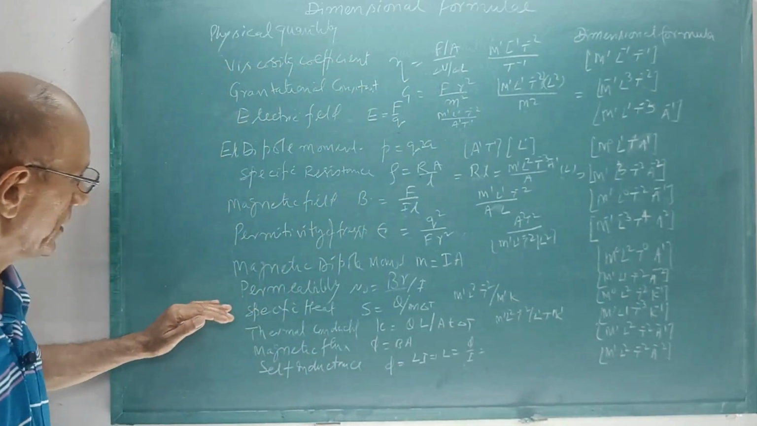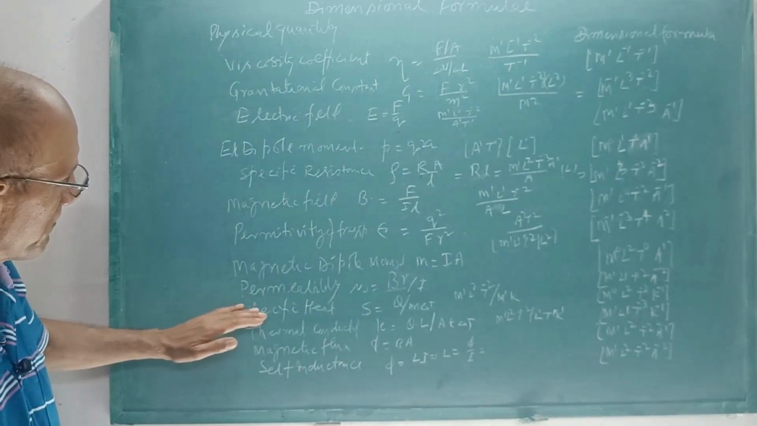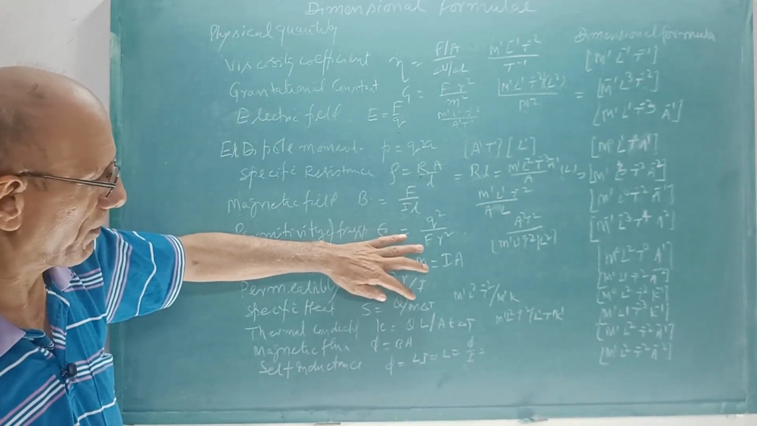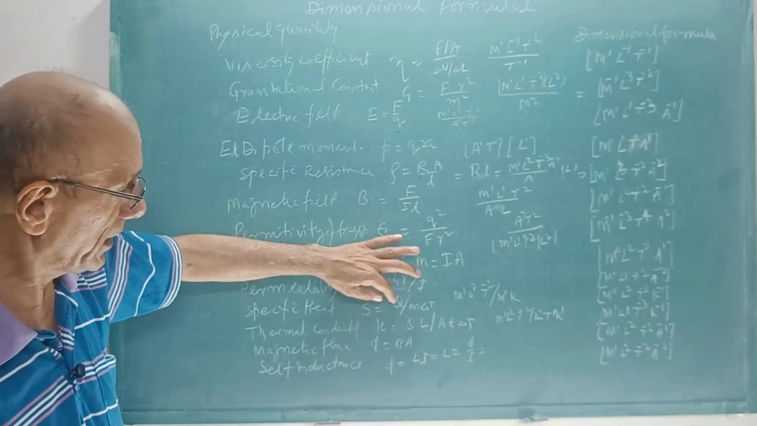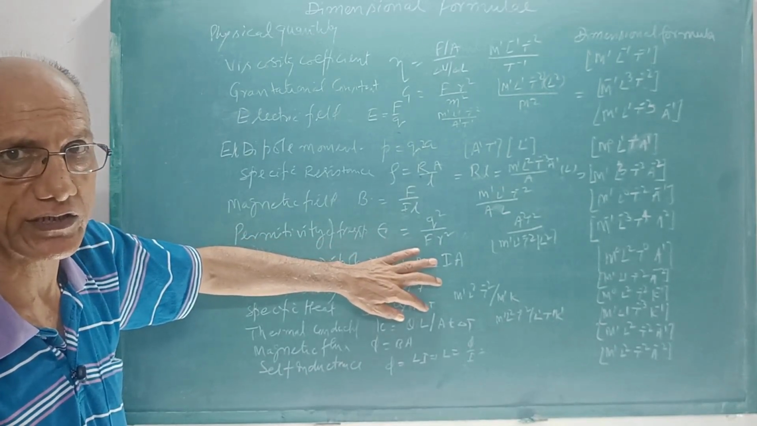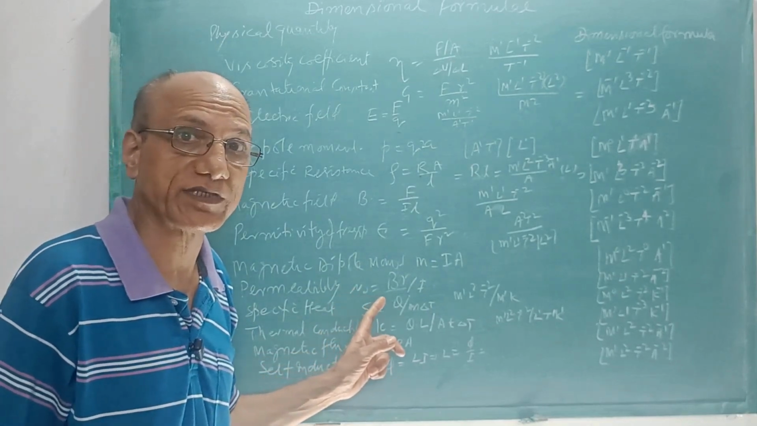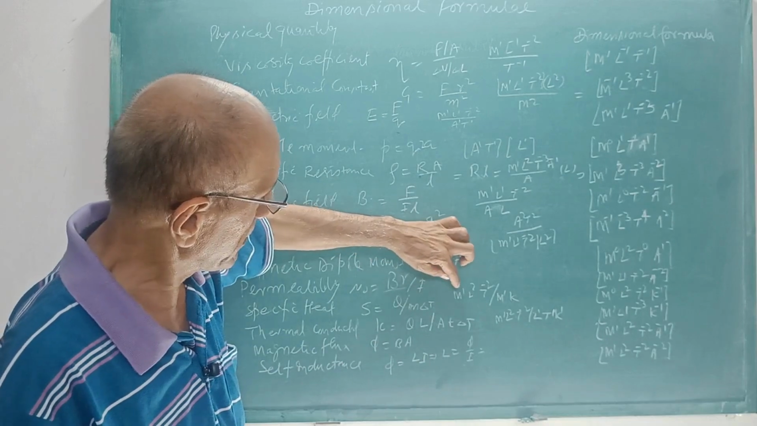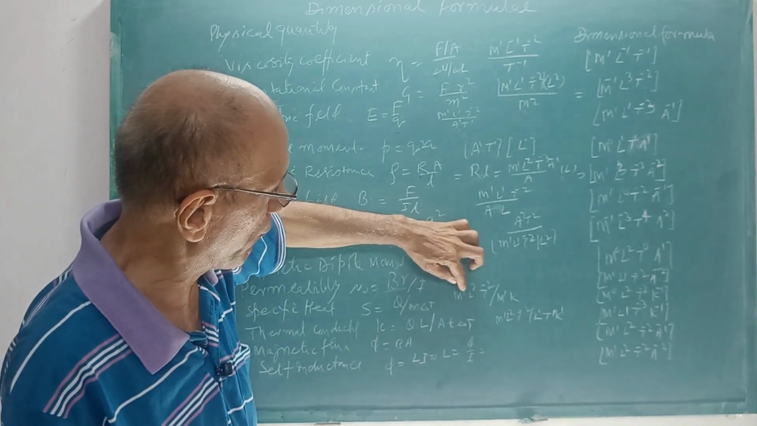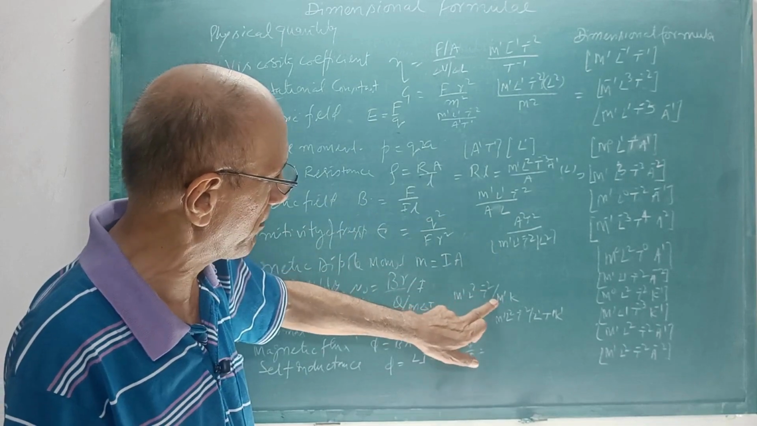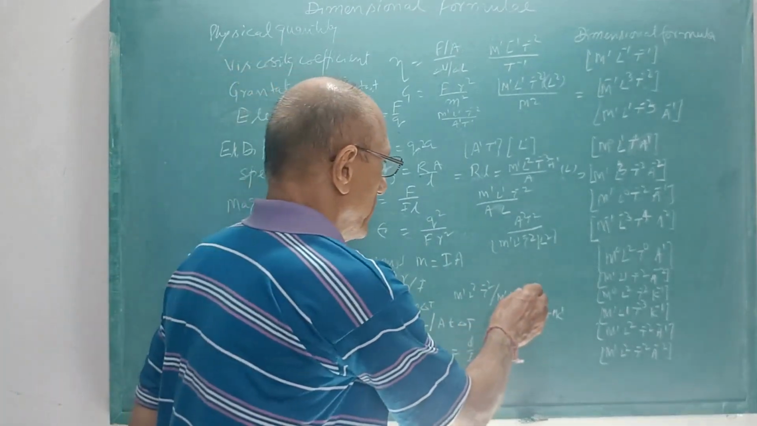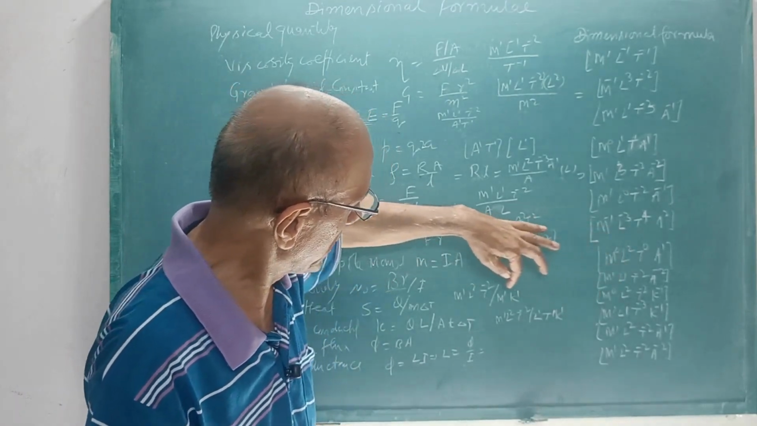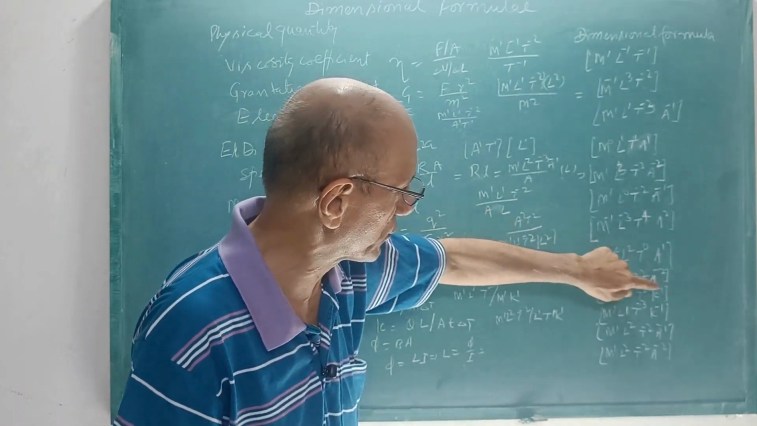So here we have specific heat, which is the heat per unit mass per unit change in temperature. Q equals to M S delta T. So S is equal to Q by M delta T. So heat is the energy or the work, M1 L2 T minus 2, divided by M, and here the Kelvin temperature. So it will be M0 L2 T minus 2 and K minus 1.